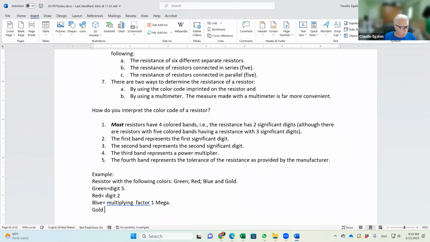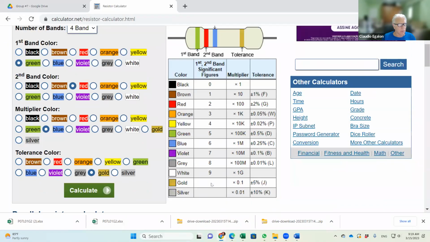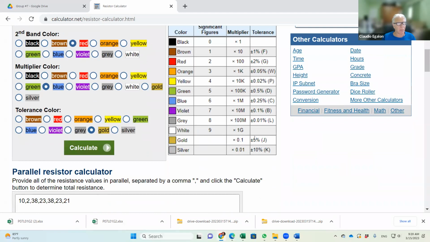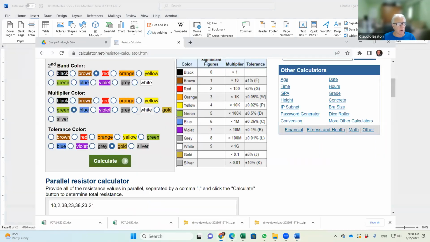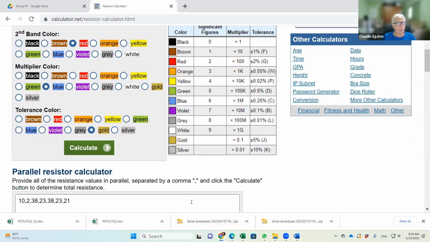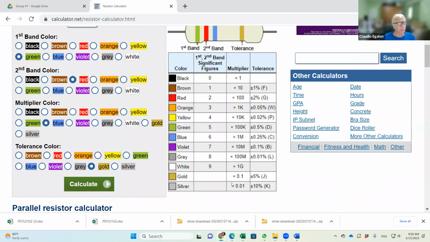And the gold is the tolerance, 5%. Notice this, plus and minus 5%. Tolerance of plus and minus 5%. Other colors represent other tolerances, like silver, 10%, right? Gold is not used as a color to denote a significant digit, a significant figure. Gold and silver.